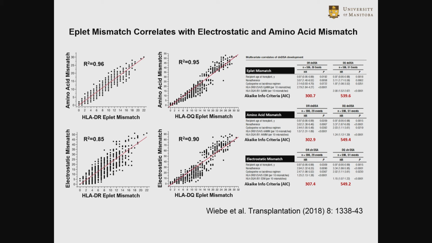We used this information then to put it into various multivariate models. I don't expect you to read that, but if you look at the numbers in red there, those are the so-called AIC scores, or Akaike information criteria. This is a statistical way of comparing multivariate models. And as you can see, they're all pretty close to each other. In the AIC score, a lower score is better. So you could argue that of the three here, the eplet mismatch performed the best. Although I'd say that this is statistically better, it may or may not be clinically any different.